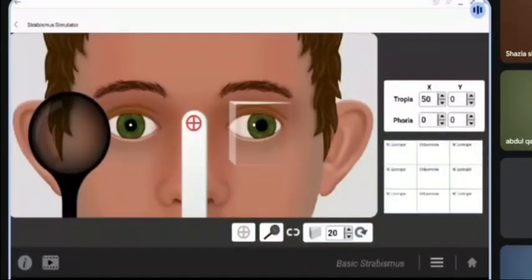So now I'm placing a 20 prism diopter of base in prism. So it says like 20 prism diopter is not enough. But when you're doing it in a clinical OPD, you have to start with weaker prism, and then you have to slowly increase the prism strength.